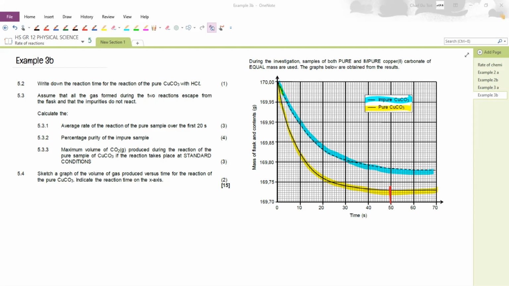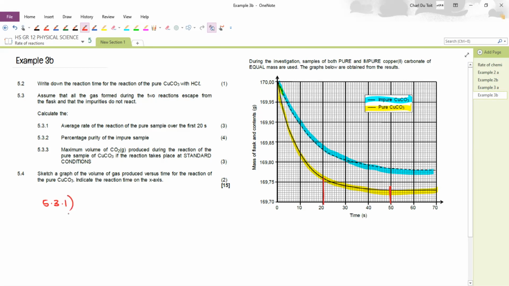Quickest. Okay, so assume that all the gas formed during the two reactions escapes from the flask and the impurities do not react. Now, calculate the average rate of the reaction of the pure sample over 20 seconds. So they're going to focus on the pure sample and they want you to calculate the average rate of the reaction. 3 marks.